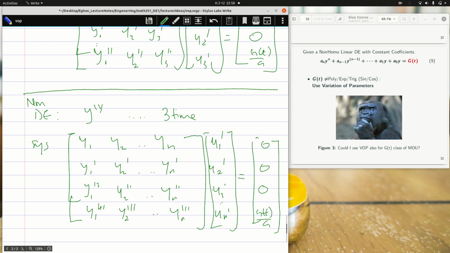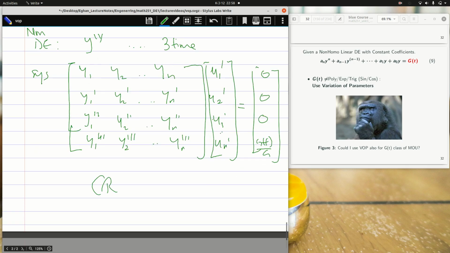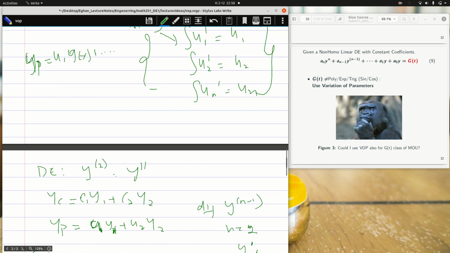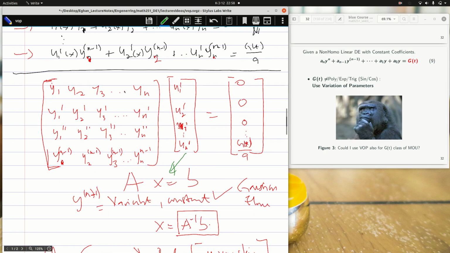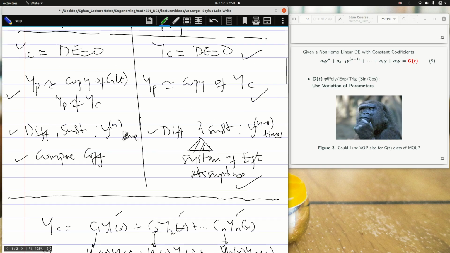So this is how you write your systems out, and we'll use what we call Cramer's rule to solve this system. And so that is the cheat table I would want you to have regarding the use of variation of parameters. So stay tuned for the next sessions on a simple example on how to use VOP.